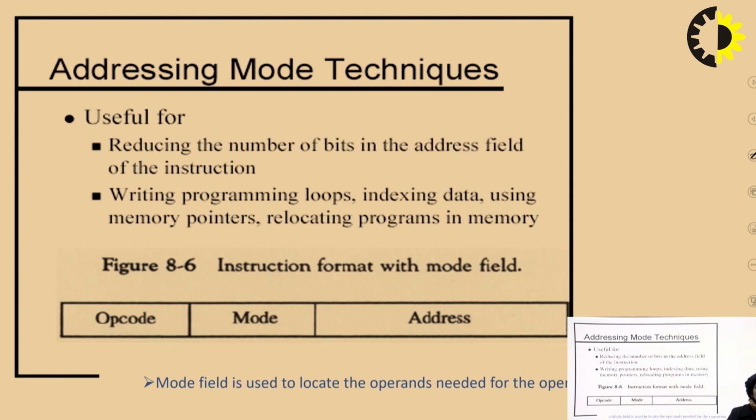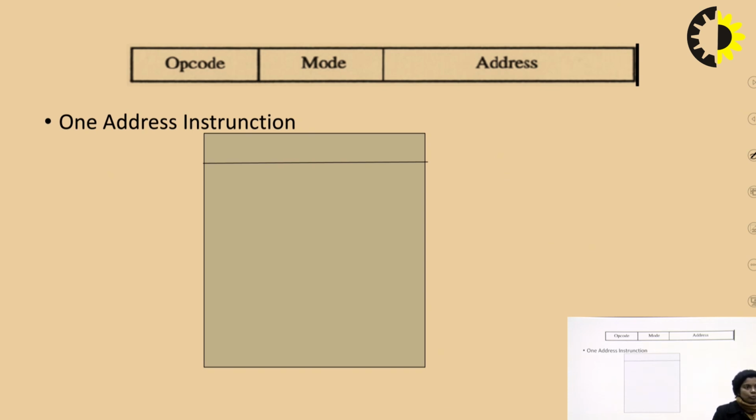Now let's discuss the addressing mode techniques. There are 10 addressing modes. First of all, we have to understand the computer instruction format, meaning the instructions you execute, for example when you are opening a file, you operate computer instructions. The computer instruction format is always opcode, mode and address.